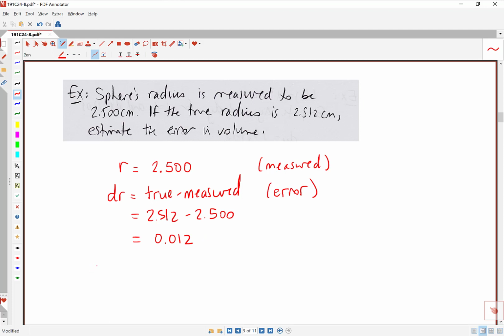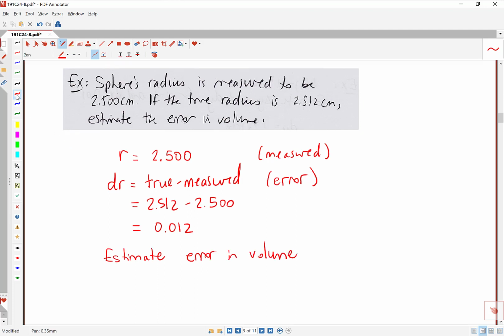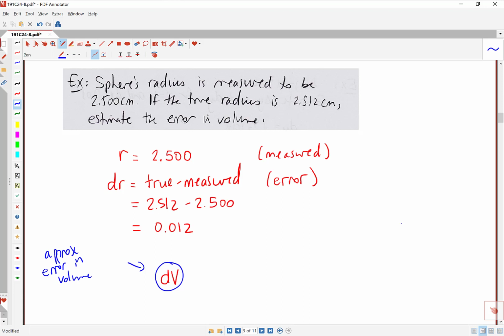And what we want to do is estimate the error in the volume. So let's think about a symbol for the approximate error in the volume. That would be dV. So dV, if you want to say it in words, is the approximate error in the volume. Whereas, just for reference, remember that delta V is the true error in the volume. But since the problem says estimate the error in the volume, it's clear that we want the approximate error in the volume. So it's dV that we're looking for in this problem.